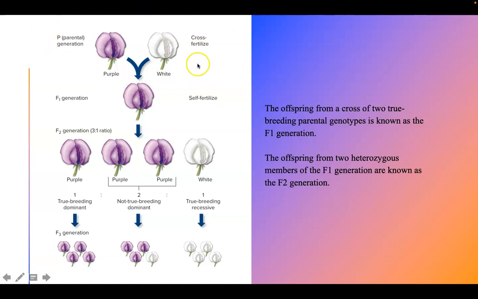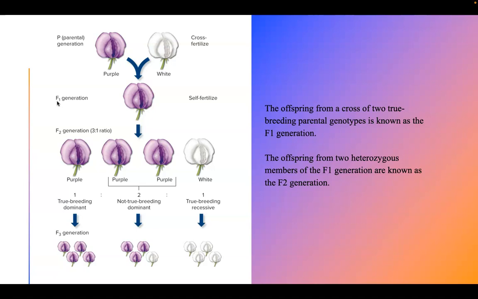So once he had done that enough to where he was like, okay, these are always coming out purple now, that's whenever he said, I've got a true breeding parent generation of purple or white. The offspring from a cross of true breeding parental genotypes is known as the F1 generation. So whenever you're mixing these two true breeding varieties, and you end up with a new generation, that's called the F1 generation. You remember that F just stood for filial, which just basically means offspring.